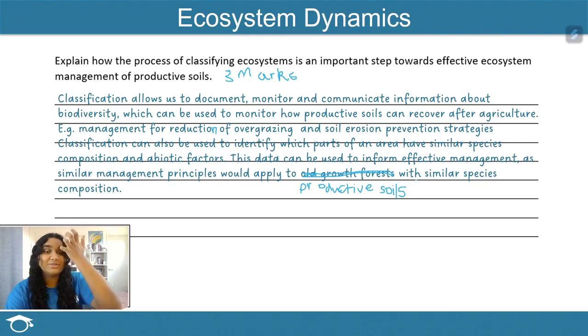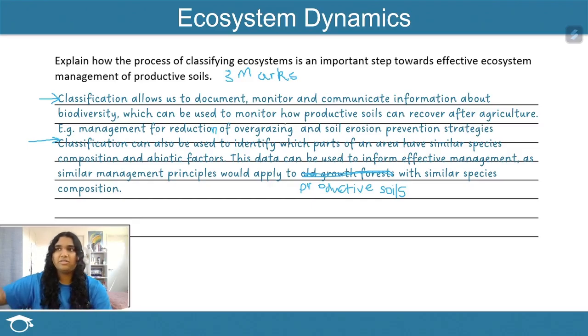There we go. Productive soils with similar species composition. So your first mark comes from just explaining how classification can help with ecosystems. Number one, communicating and documenting information. And then number two, identifying ecosystems with similar composition. And then your two examples come from reduction of overgrazing and then using management principles with previous productive soils to manage future productive soils with similar species.